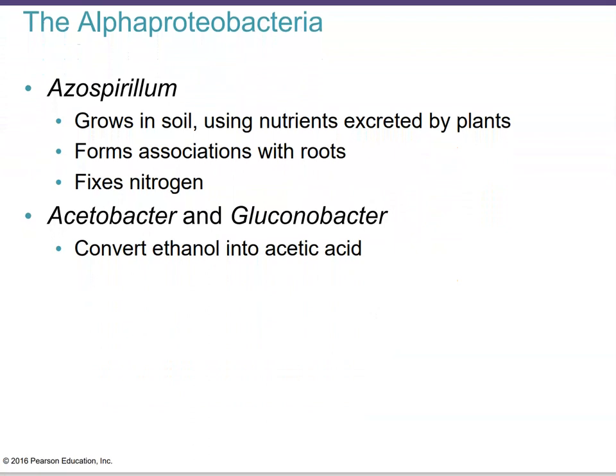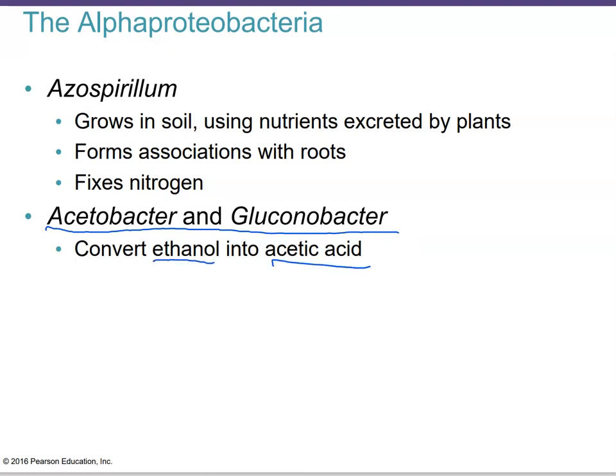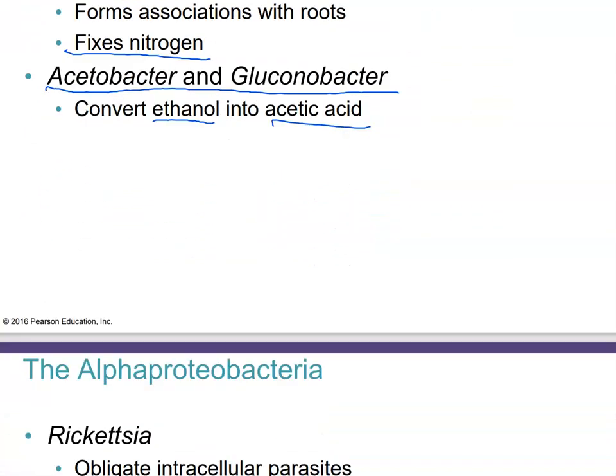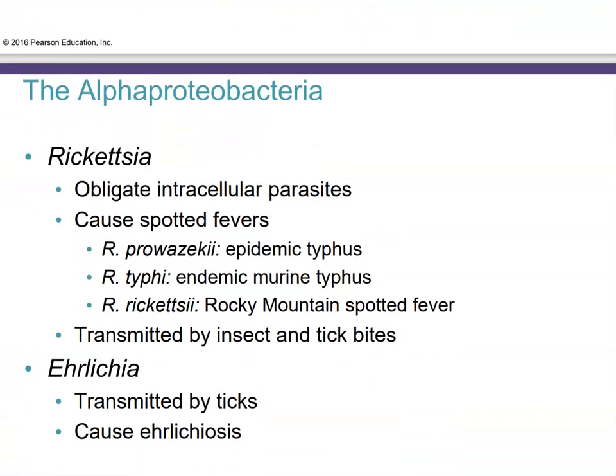That would be Azospirillum and Acetobacter and Gluconobacter. These guys, Acetobacter and Gluconobacter, you may have heard about these. They convert ethanol, so drinking alcohol, into acetic acid, producing vinegar. The Azospirillum grows in the soil, forms associations with roots, and can fix nitrogen, which is nice. Fixing nitrogen means that you take gaseous nitrogen from the atmosphere and fix it into nitrates, which is, of course, then a fertilizer for plants. So the Azospirillum is nice to have around with plants.